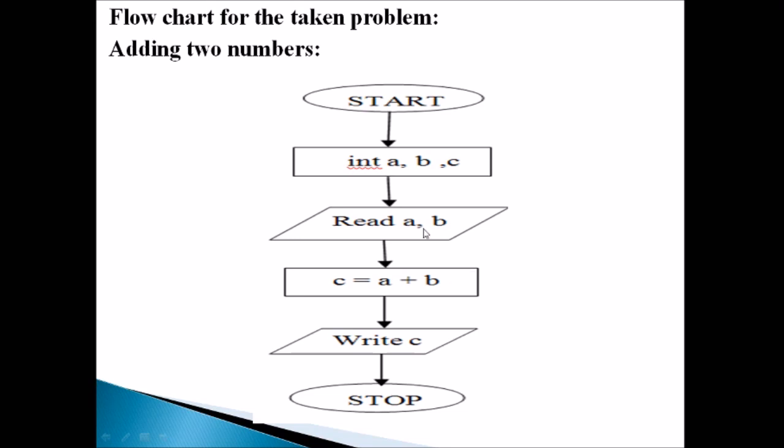Okay. And then after receiving the values, we have to add, isn't it? The addition statement is called a processing statement, which should be given in a rectangle symbol. So c = a + b. No need to write a statement like add a and b and store the value in c. Just we can directly write like this: c = a + b, which is given in a rectangle symbol.